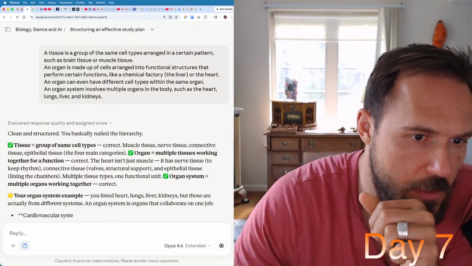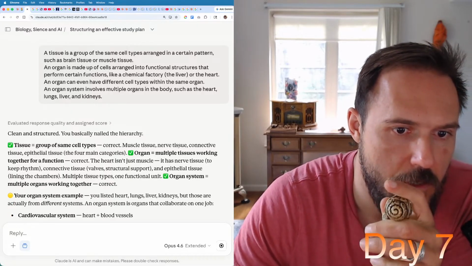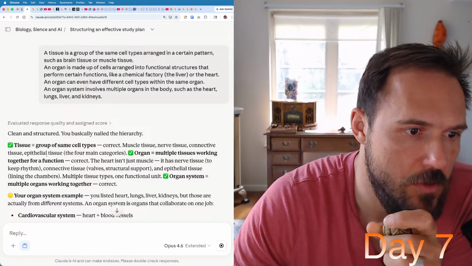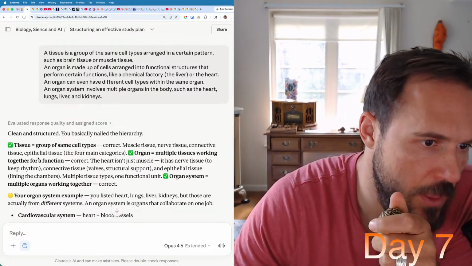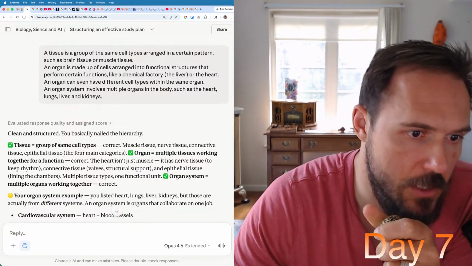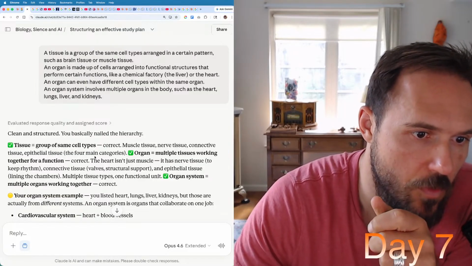Tissue is a group of the same cell type, correct. Muscle tissue, nerve tissue, connective tissue, epithelial tissue. The four main categories.